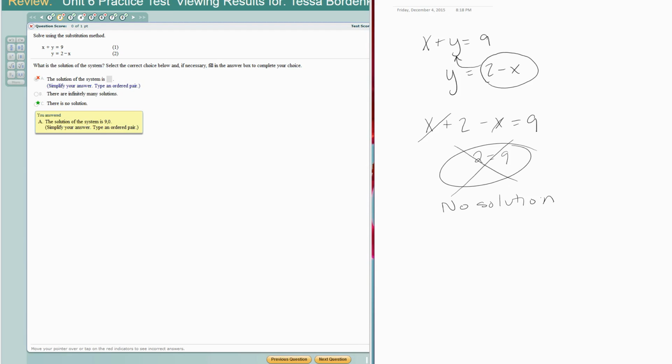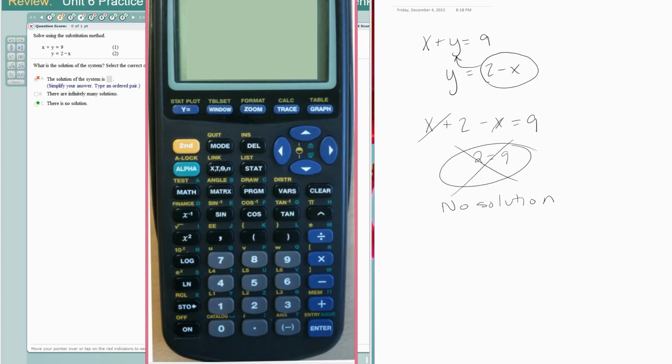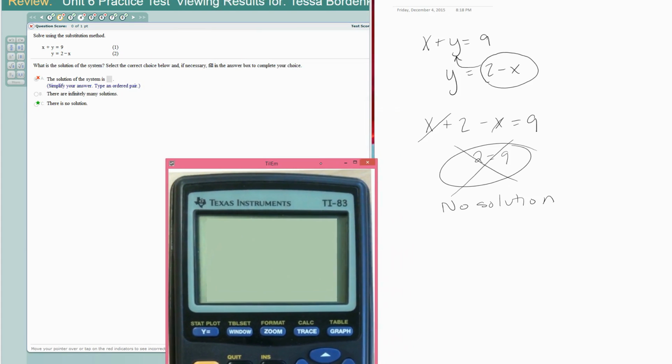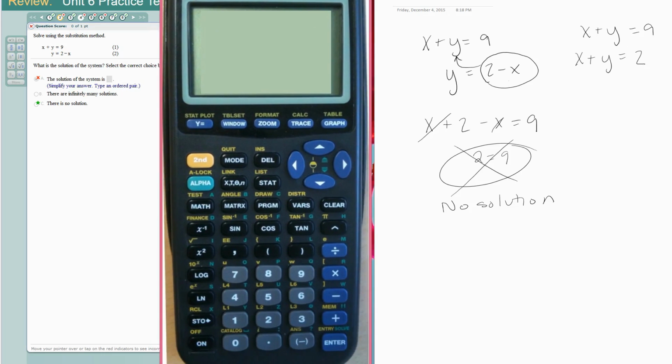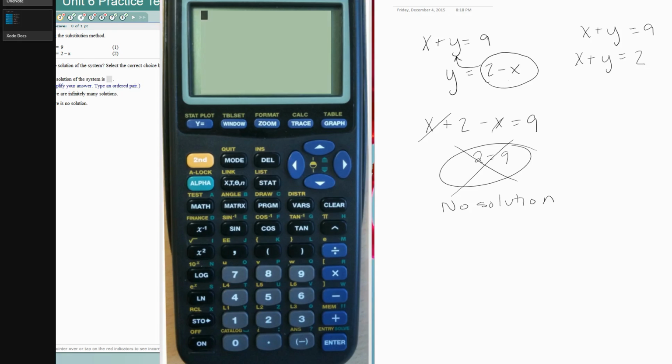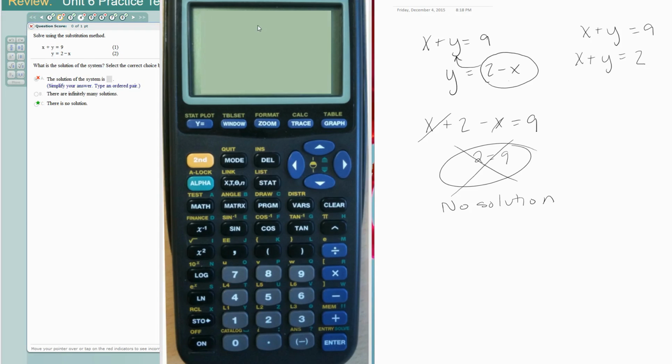Let's take a minute and see what that would look like on the calculator. Before we put this in a matrix, we're going to have x plus y equals 9, and I'm going to have to add the x over to the other side here so that we would have x plus y equals 2. Okay, so we're going to put this in a 2 by 3 matrix.